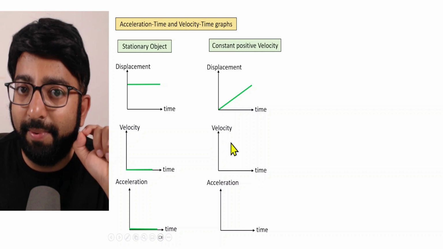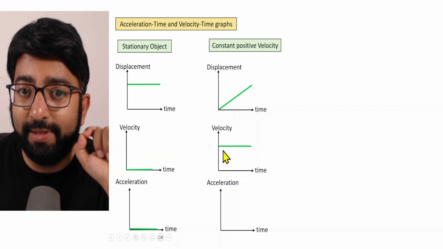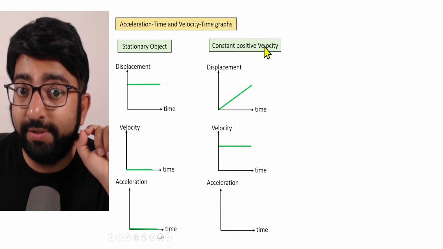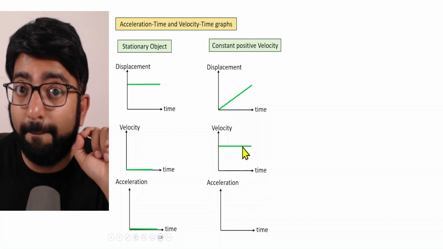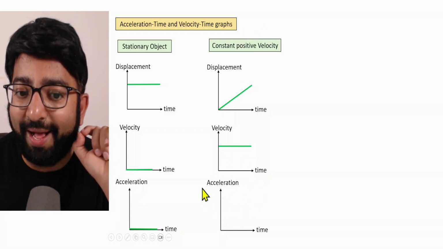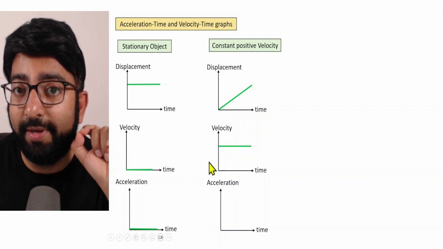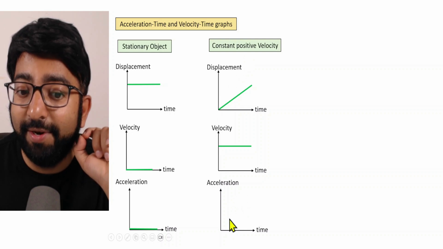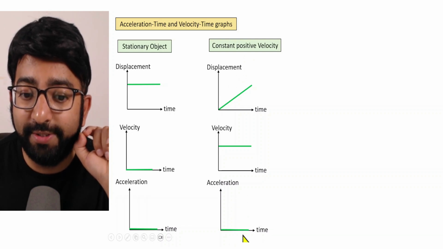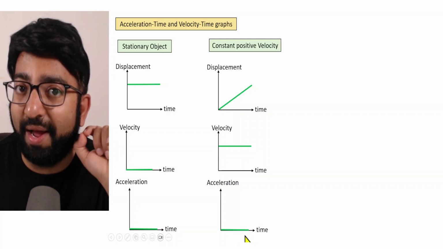For velocity, it's simple. All we need to do is draw a horizontal line that will indicate that the velocity is always constant. Since the velocity is positive also, the velocity graph is above the time axis. And what about acceleration? Remember, acceleration is the rate of change of velocity. Here, the velocity is not changing, which means the acceleration, even in this case, will be zero. So you can see the acceleration time graph is a horizontal line passing through the time axis.